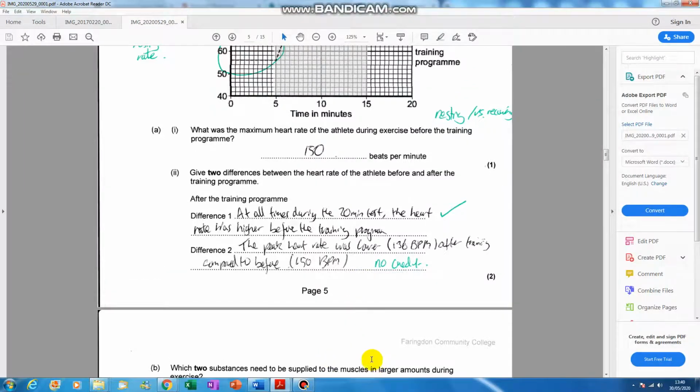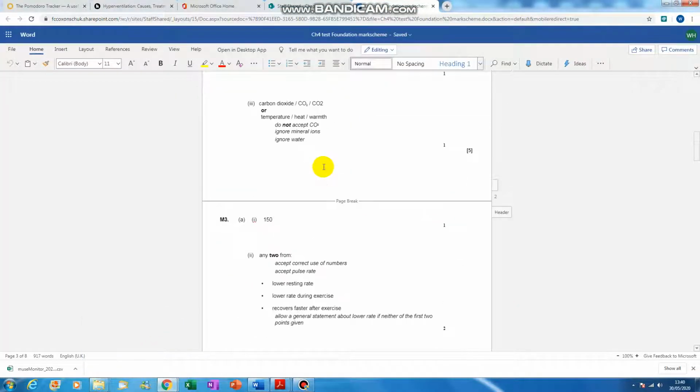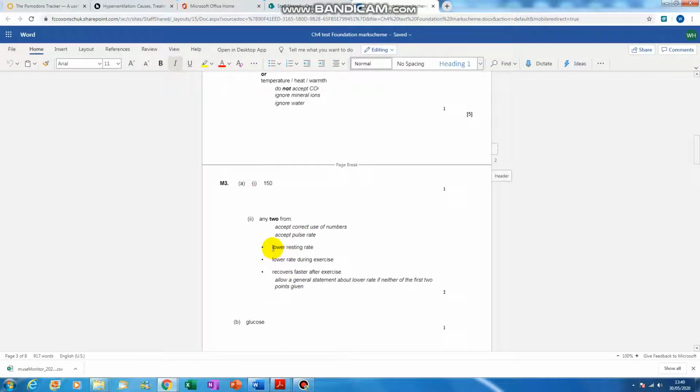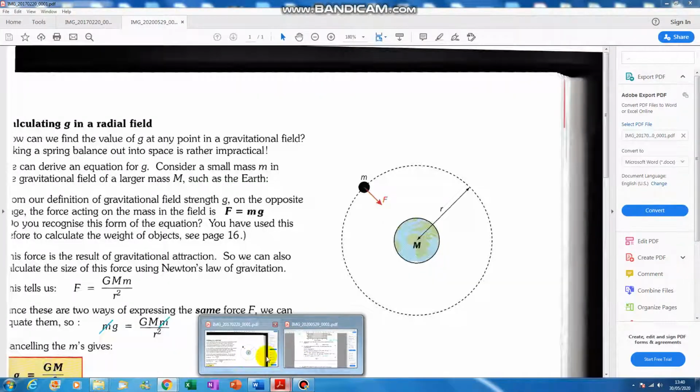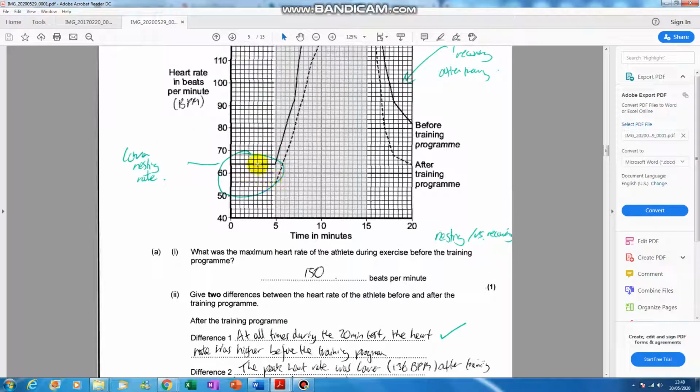So let's have a look at the answers, and it's this one. So 150 was the right answer. So you get credit for saying that there's a lower resting heart rate, which means that this line here is lower than this one here. So he's got fitter, and even while the subject is resting, they have a lower heart rate.